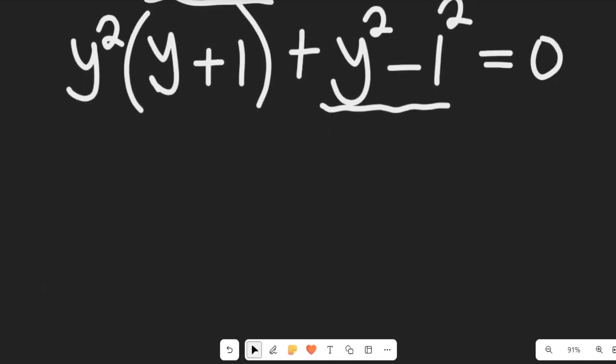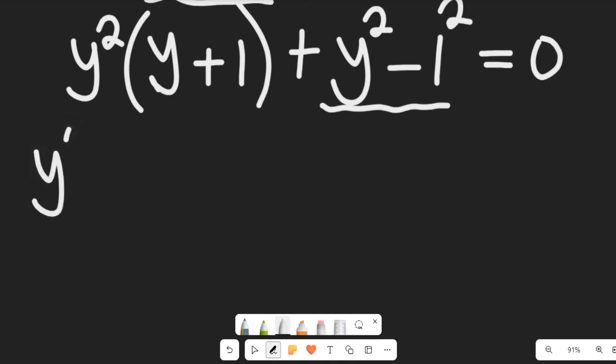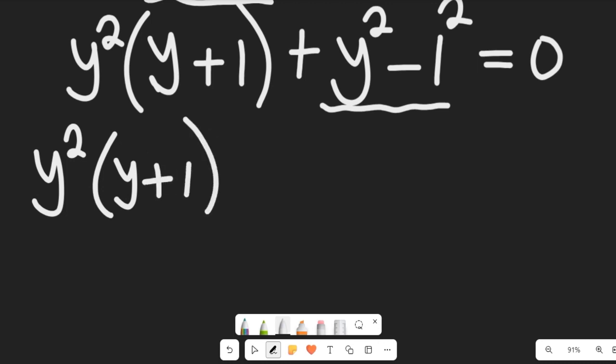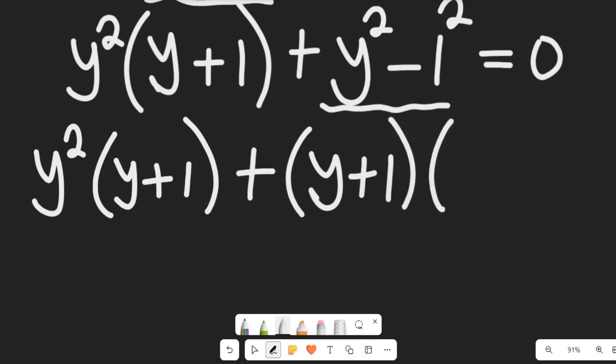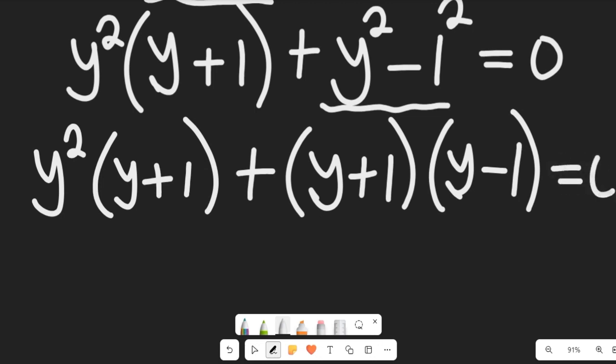So what we are going to do is to expand that difference of 2 squares, and then we'll have y squared multiplied by y plus 1, right? And this will be plus the difference of 2 squares, we have y plus 1, right? And then we'll have y minus 1, and this will be equal to 0.